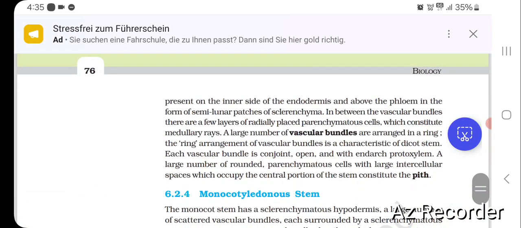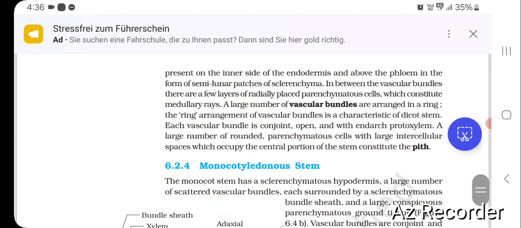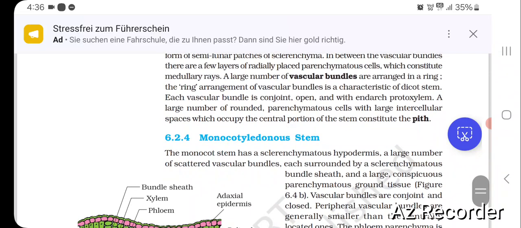Pericycle is present on the inner side of the endodermis and above the phloem in the form of semi-lunar patches of sclerenchyma. In between the vascular bundles, there are few layers of radially placed parenchymatous cells which constitute medullary rays. A large number of vascular bundles are arranged in a ring. The ring arrangement of vascular bundles is a characteristic of dicot stem. Each vascular bundle is conjoined, open, and with endarch protoxylem. A large number of rounded parenchymatous cells with large intercellular spaces which occupy the central portion of the stem constitute the pith.